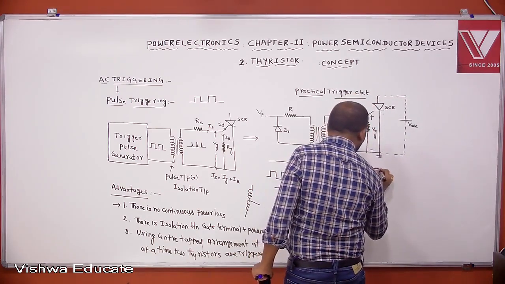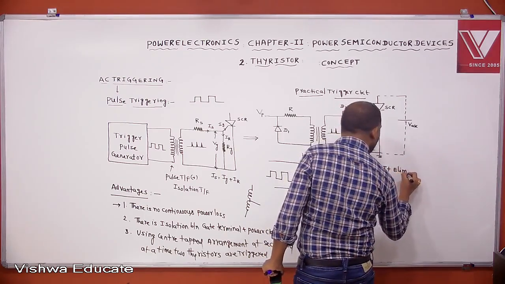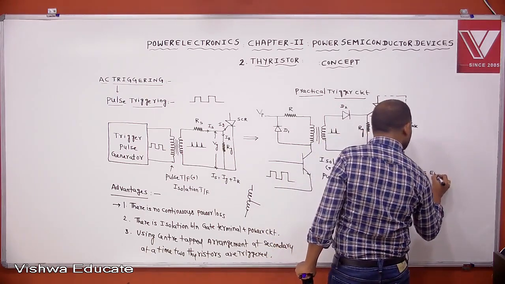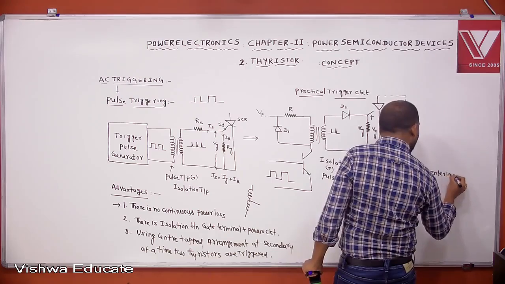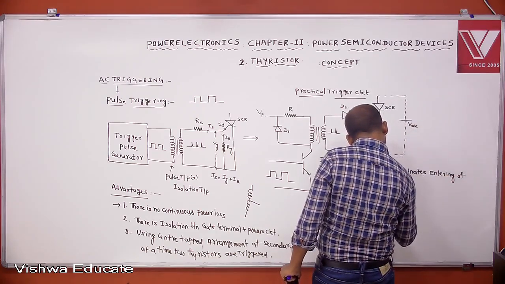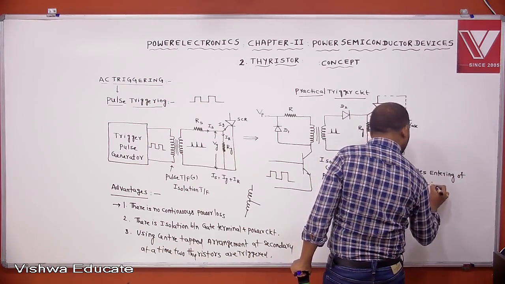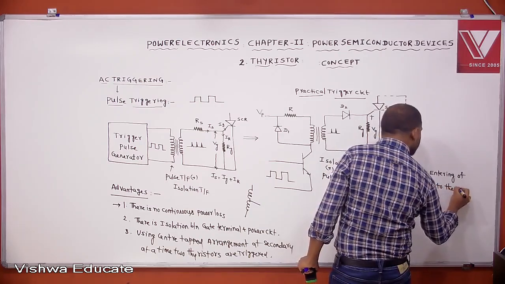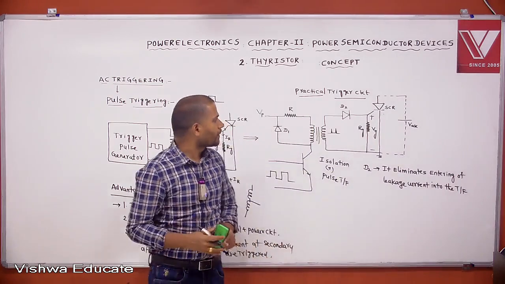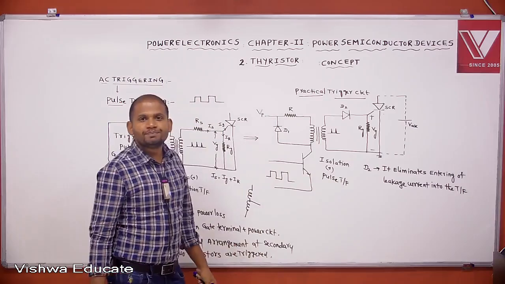The D2 diode eliminates entering of leakage current into the transformer. That is the purpose of using the D2 diode. What is the purpose of using the D1 diode, you tell me?